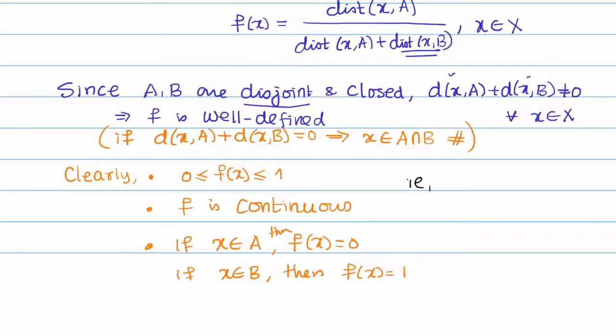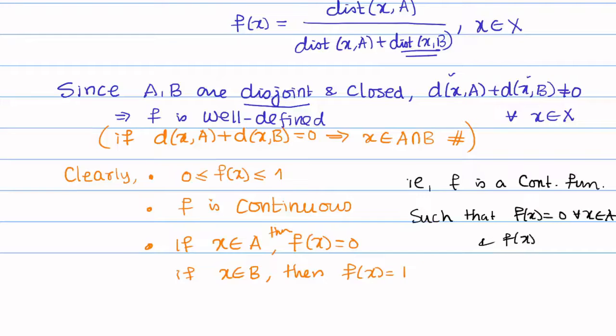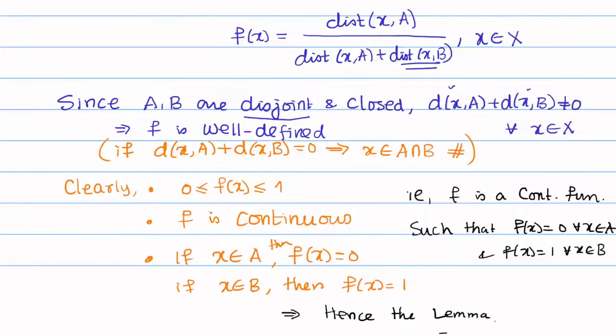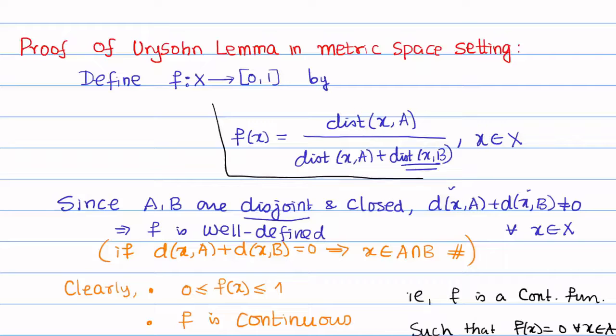Okay, that is, f is a continuous function such that f of x is equal to 0 for every x belongs to capital A, and f of x equal to 1 for every x belongs to capital B. So hence the lemma. Okay, so in a metric space structure, this one is enough. So we can easily give the function, what the function is: f of x equal to this. Thank you.